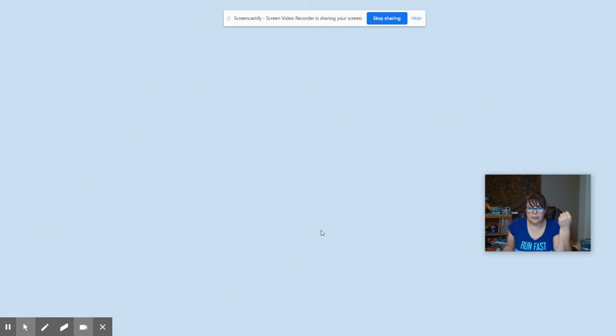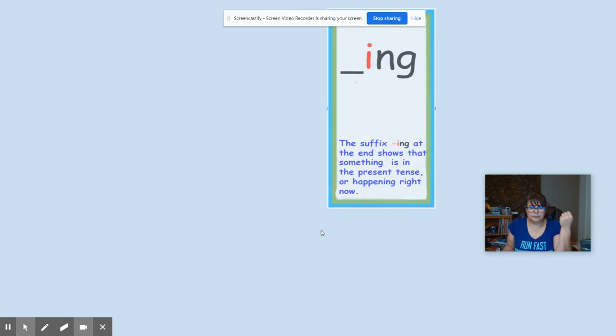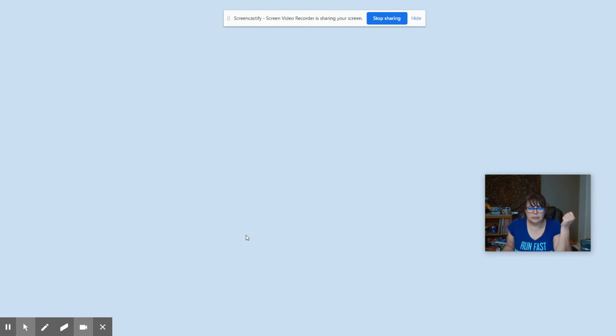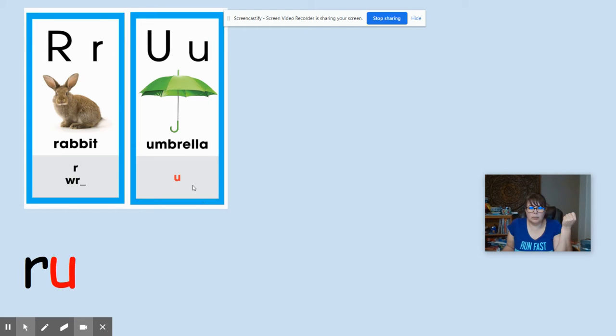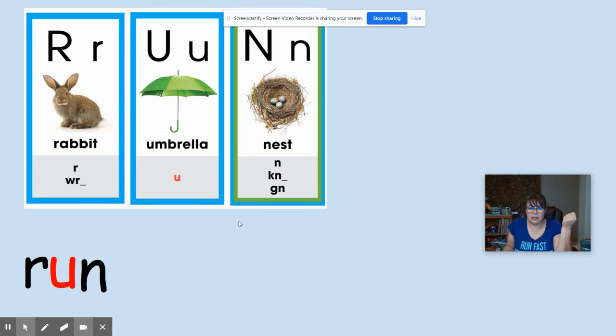Okay? Let's begin. Our focus is -ing, which is in the present tense, happening now. R like in rabbit, u like an umbrella, n like a nest. The word is run, 1 syllable. It has u, which is a short vowel, and it only has 1 consonant at the end. So the rule says that we have to double the consonant before we can add -ing.